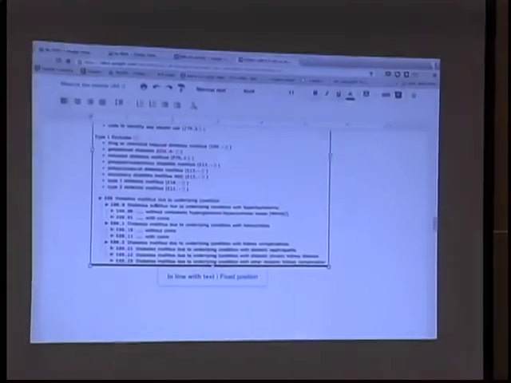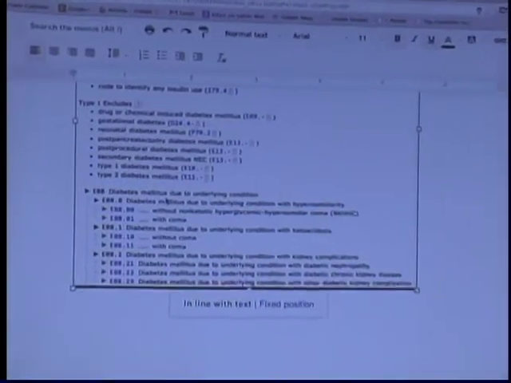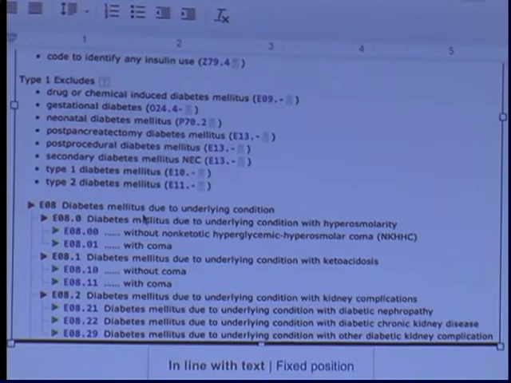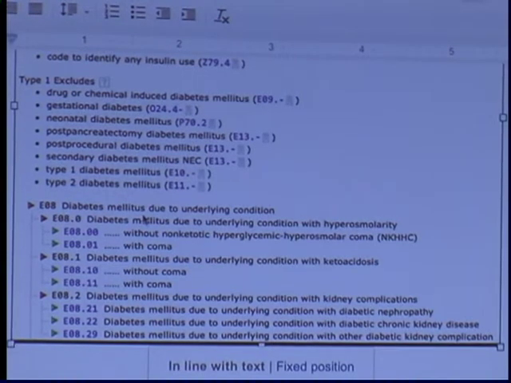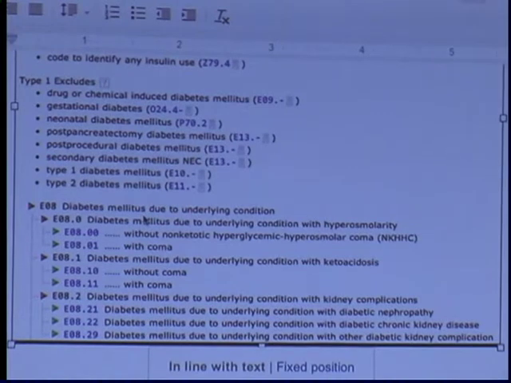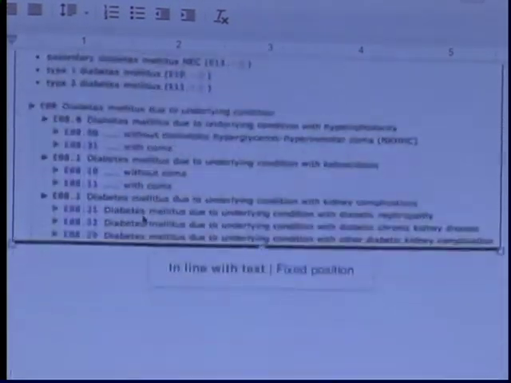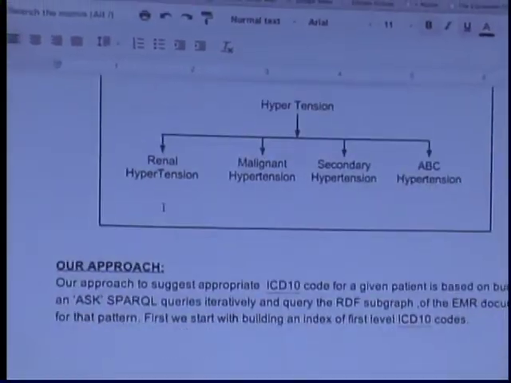So we write a SPARQL query and store that SPARQL query in the annotations part of the code. I don't want to go into technical details of that, just give you a vague understanding of what that is. We will issue that SPARQL query on the RDF dataset and see whether the pattern exists in that dataset or not. Based on that, we'll say that this patient conforms to this particular ICD-10 code, and that is the whole thing about the project.